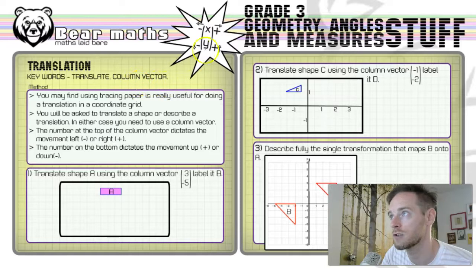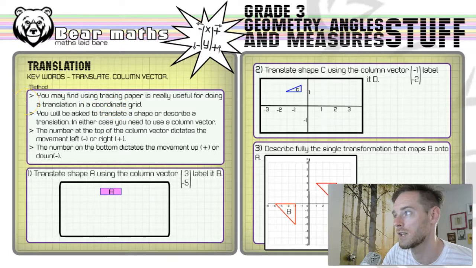And a column vector is just some long brackets, you see in the star up there, long brackets, number on the top, number on the bottom. The number on the top is the x-axis movement, left or right. So if it's a negative number, goes left, positive number goes right. And if it's a positive number on the bottom, then we're going to be moving up, and a negative number on the bottom, we're going to be moving down, okay, because that's the y-axis movement. So that's understanding what a column vector is and does.